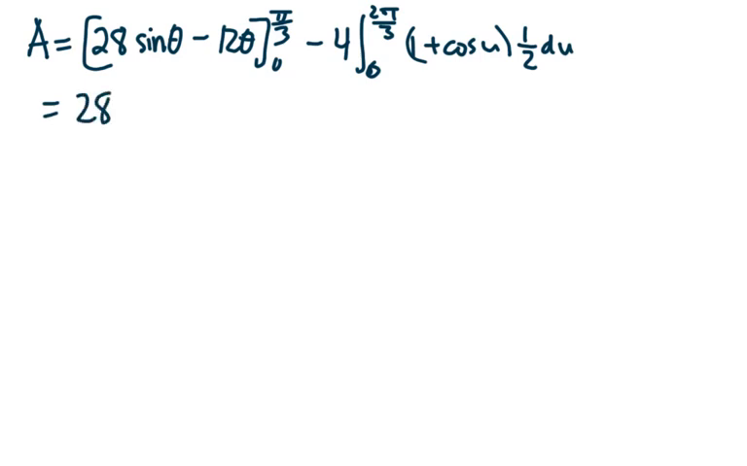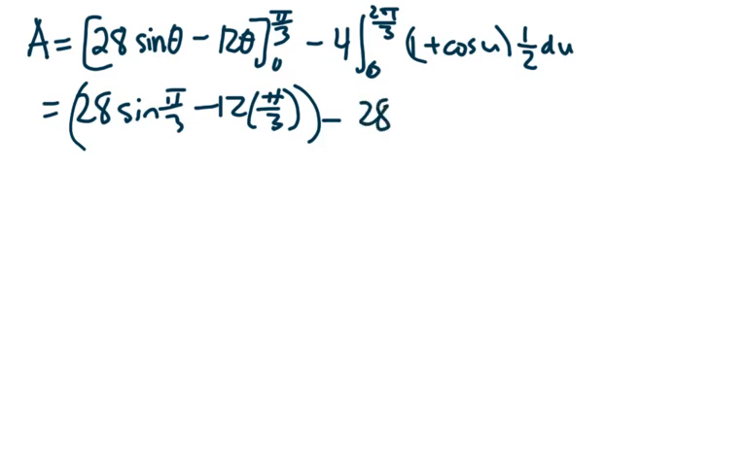28 times sine of pi over 3 minus 12 times pi over 3, all minus 28 times sine of 0 minus 12 times 0. And I'm going to go erase this because we don't have enough room for both, and because sine of 0 is 0, and 12 times 0 is also 0. So this, we wrote it, but it's 0.